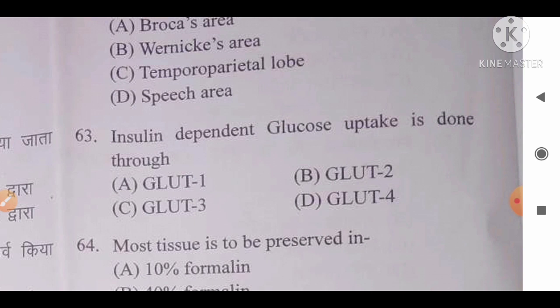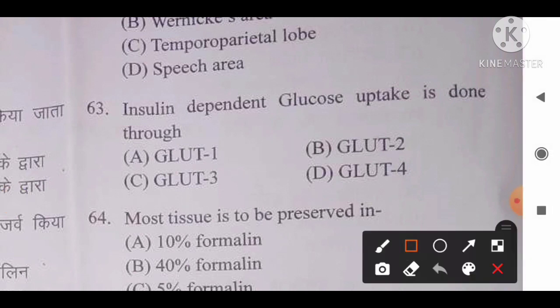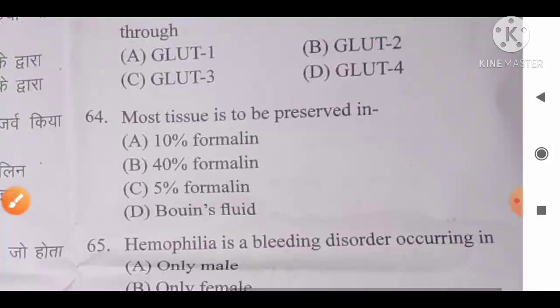Talking about glucose transporter 4, it is an insulin responsive glucose transporter found in the heart, skeletal muscle, adipose tissues and brain. So from the given information, we can say that the insulin dependent glucose uptake is done through the glucose transporter 4. Option D will be the correct answer for this question. Move to the next question number 64.